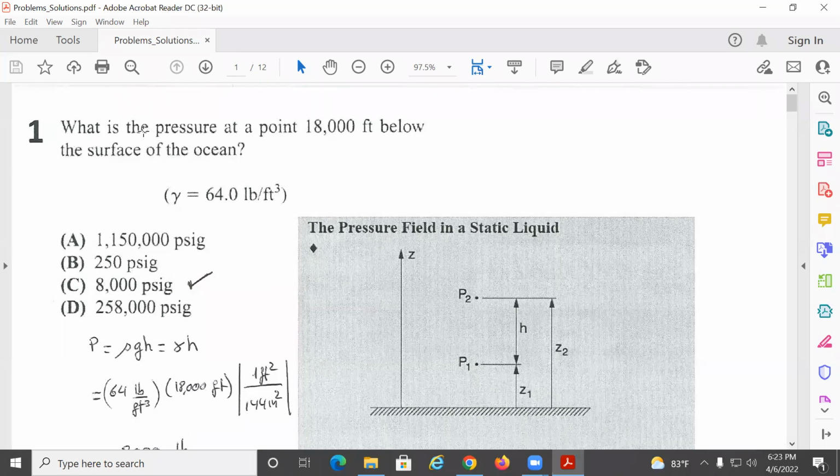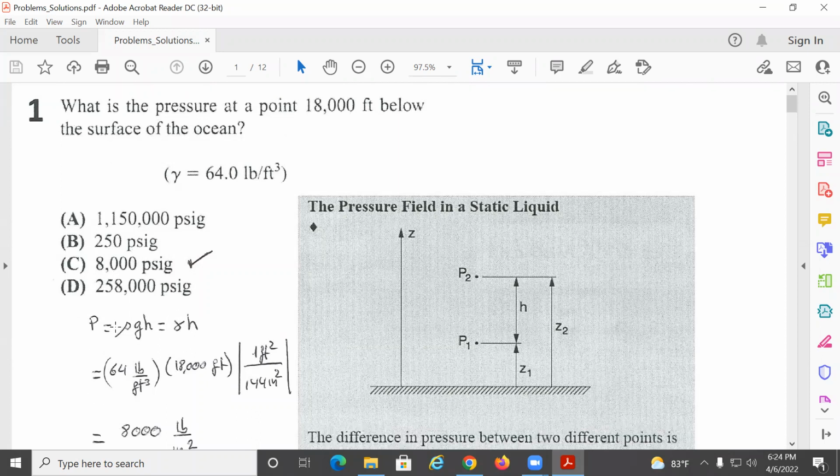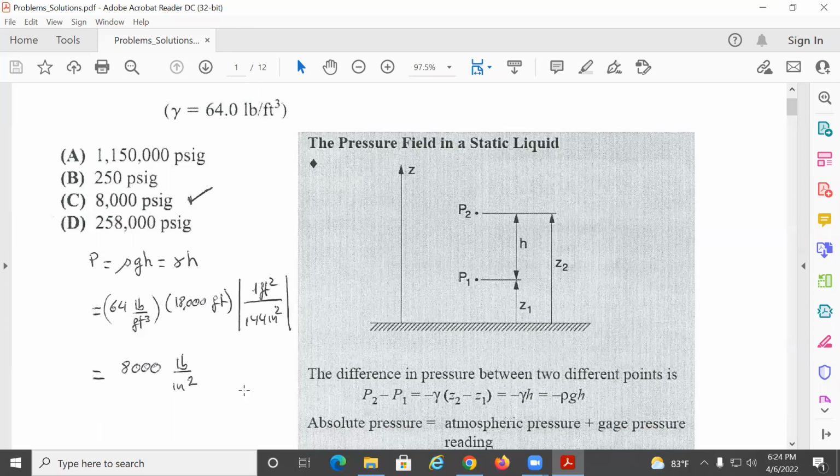So in this problem, what is the pressure at a point 1,800 feet below the surface of the ocean? Now you have these choices. The equation you need to know is that the pressure is equal to rho g h, okay? Or like they give in some fluid textbooks, gamma times h. So rho is the density, g is the gravitational constant. So this is gamma h actually, by changing the units. Okay, so this gives you an answer of 8,000.